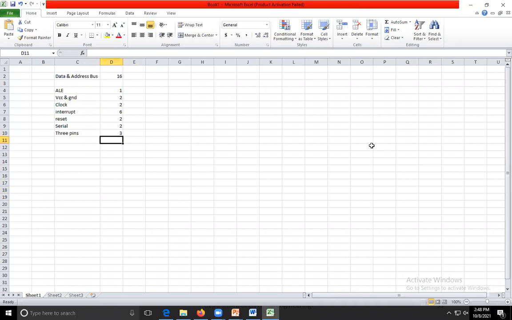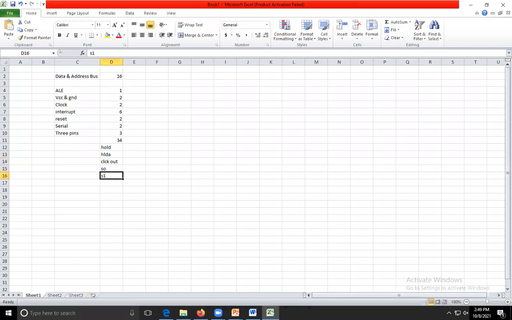This is the hold, then HLDA, then clock out, then S0 and S1, and another one is remaining. Which one is remaining? Anybody tell me which one is remaining? These are pins 34, 35, 36, 37, 38, 39.